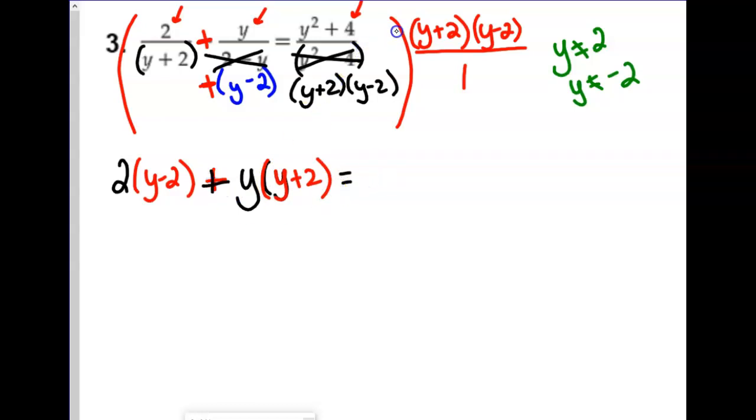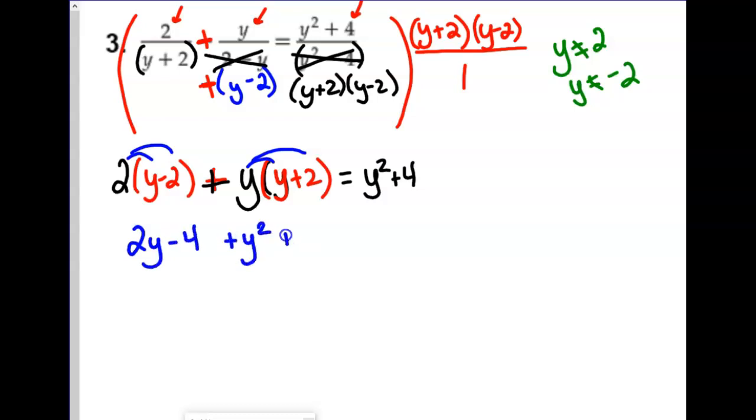For the last term, I still have the quantity y squared plus 4. But look what happens to his denominator in the LCM. They totally cancel. So y plus 2 is gone, y minus 2 is gone. So I don't have to multiply that y squared plus 4 by anything. So now I'm on my distribution step. I do have what appears to be a quadratic, but I think it's going to cancel itself out in a minute. So this becomes 2y minus 4 plus y squared plus 2y.